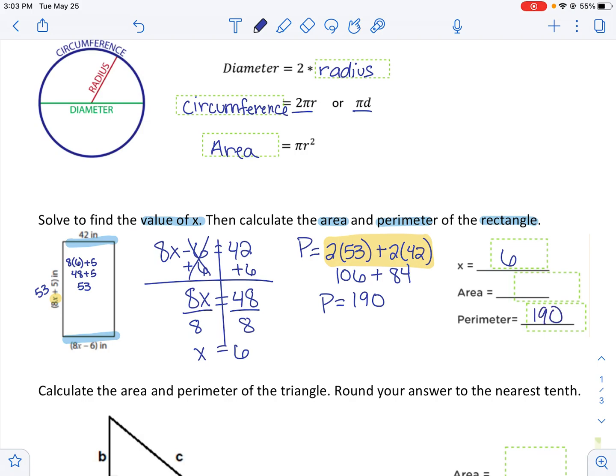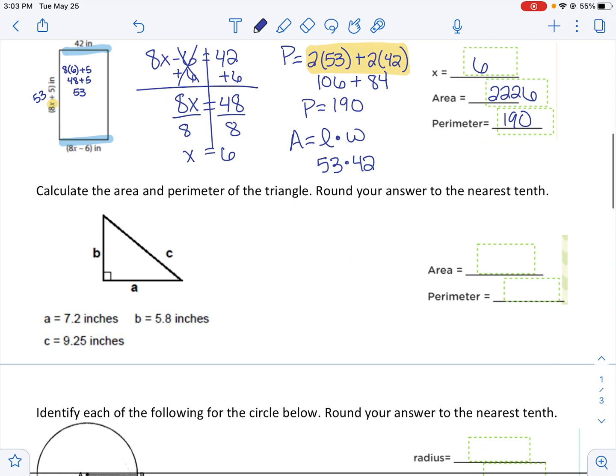Okay, our area is the length times width. So 53 times 42. So 53, typing it in the calculator, times 42 is 2,226.